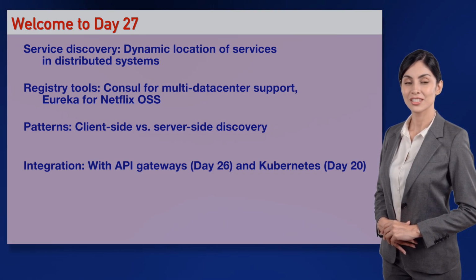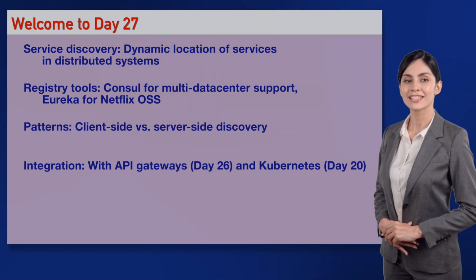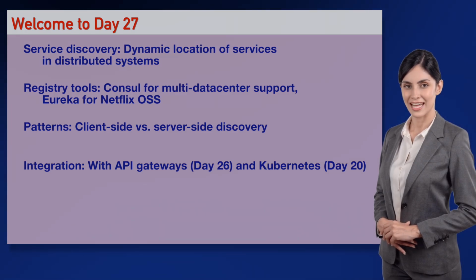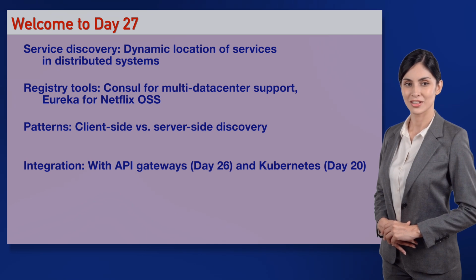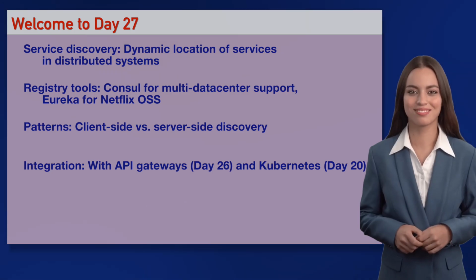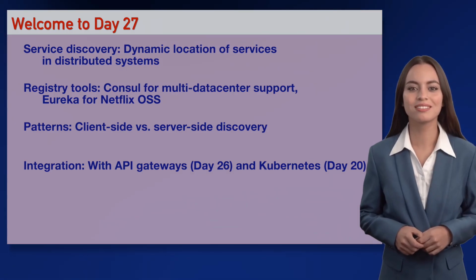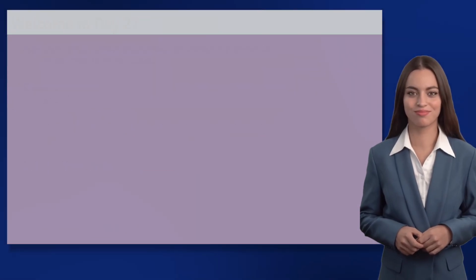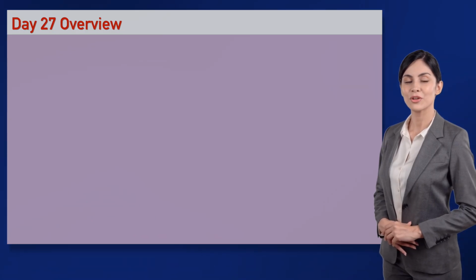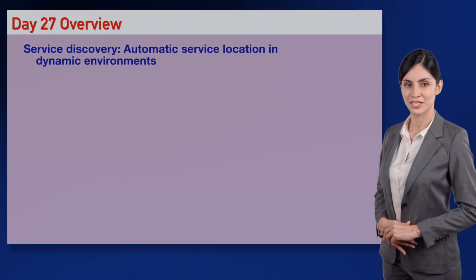Key patterns include client-side discovery, where clients query registries directly, and server-side, where load balancers handle it. This integrates with day 26's API gateways for centralized routing and day 20's Kubernetes for native discovery in orchestrated environments. A critical enabler. These tools and patterns will show how to build self-aware distributed systems that adapt in real time to changing topologies. Here's a quick but expanded overview of what we'll cover today to give you a complete picture.